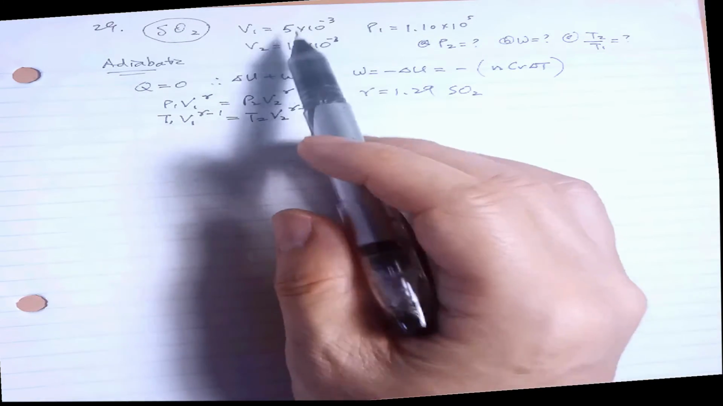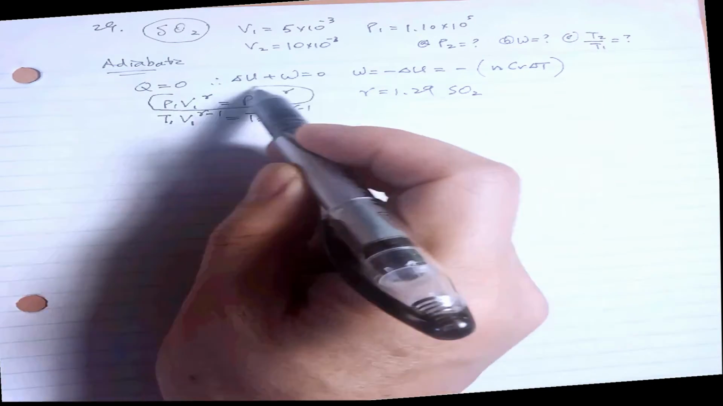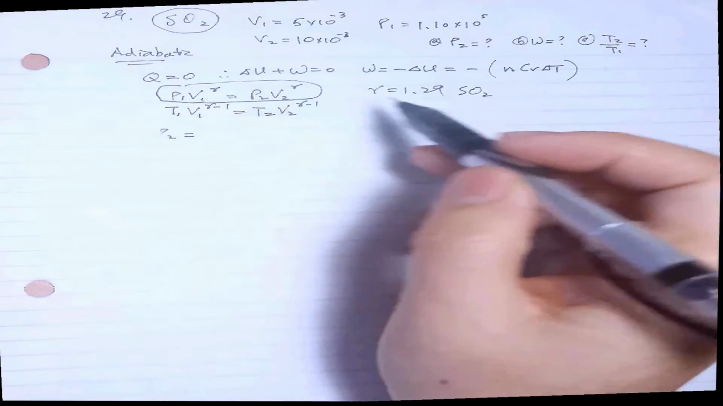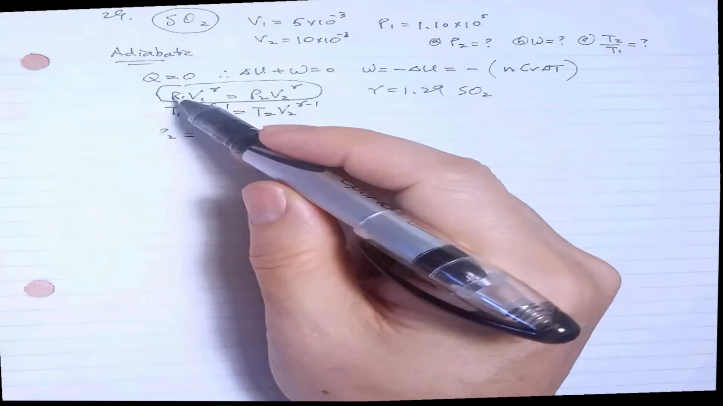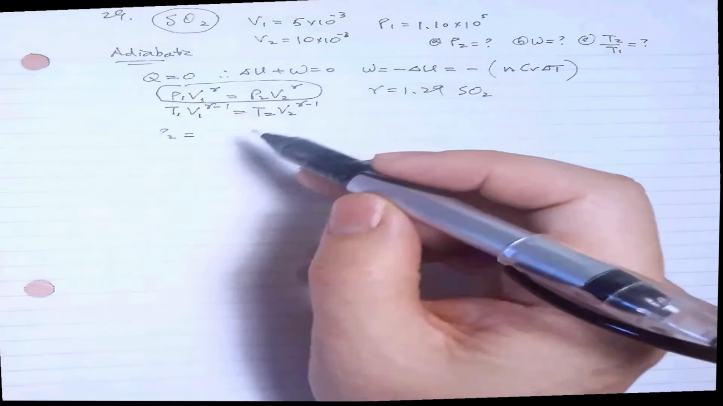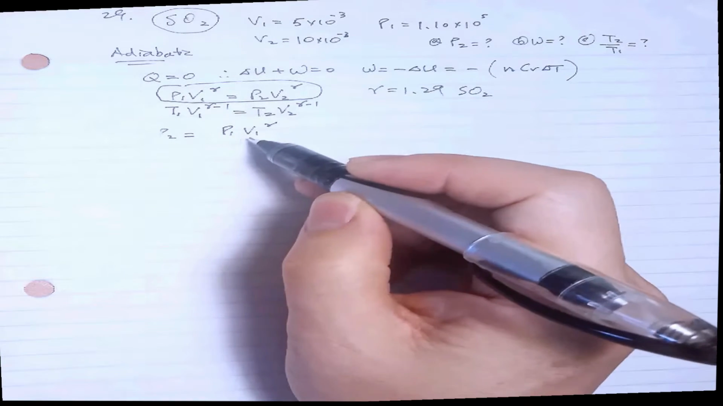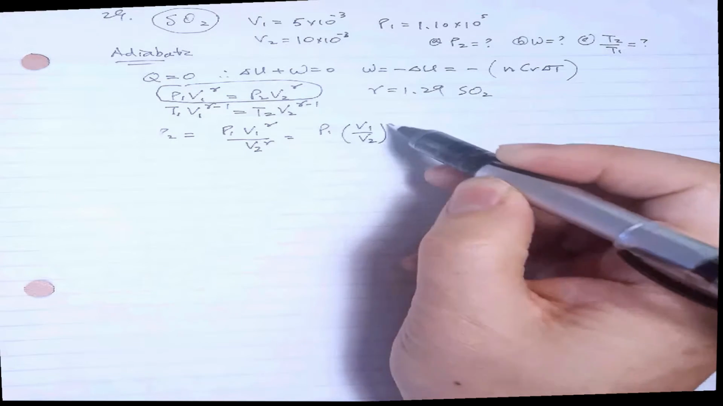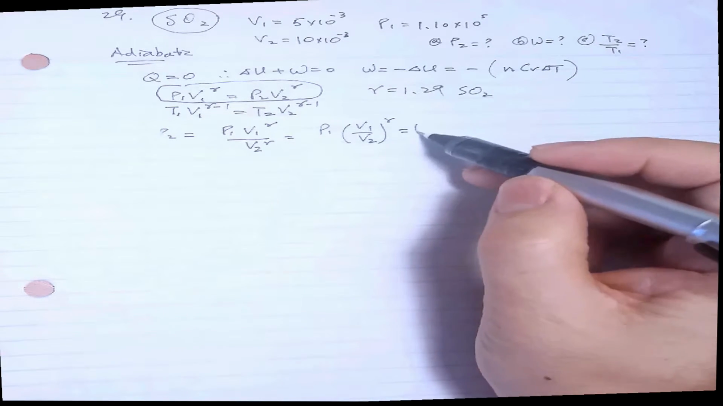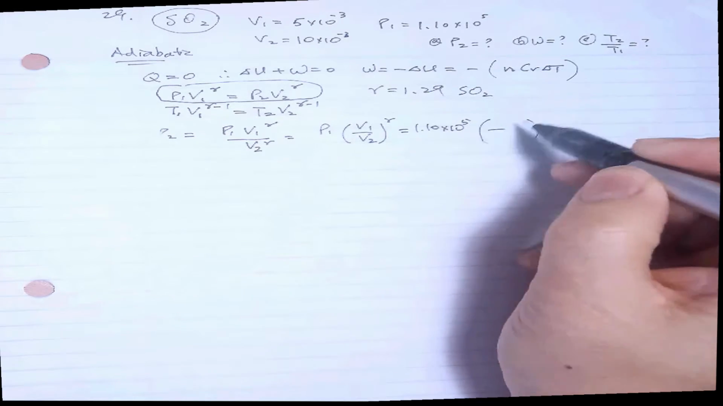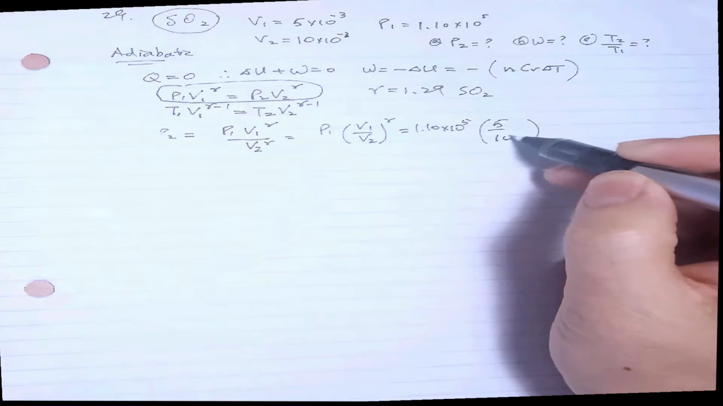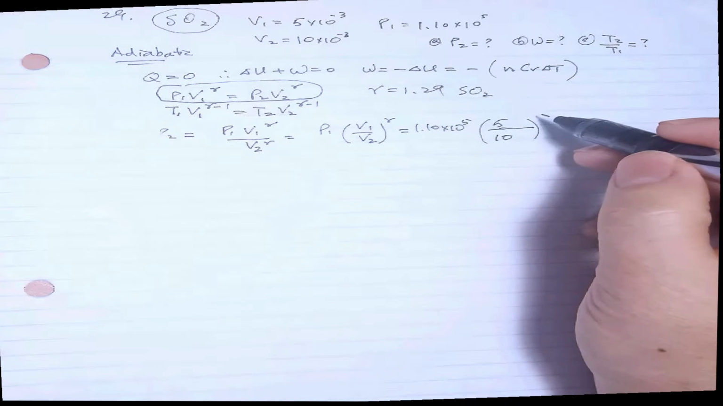Since you're given volumes already in terms of a ratio, and then P1, it looks like this formula is most applicable. So to figure out P2, we'll use this formula. P2 is all this divided by V2 to the gamma. So P1 V1 to the gamma over V2 to the gamma, which is the same as P1 times V1 over V2, all to the gamma. P1 is 1.10 times 10 to the 5th. V1 is 5 times 10 to the negative 3 divided by 10, so basically it's 5 over 10, because 10 to the negative 3 cancels, to the gamma.